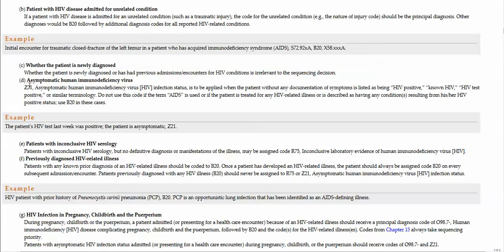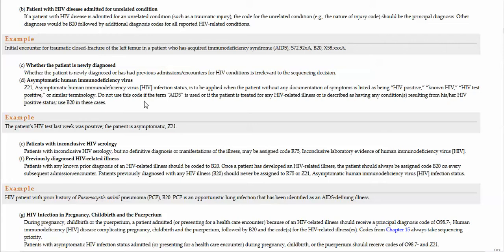Let's look at D, asymptomatic human immunodeficiency virus. So what is that? So Z21, asymptomatic human immunodeficiency virus or HIV infection status, is to be applied when the patient without any documentation of symptoms is listed as being HIV positive, known HIV, HIV test positive, or something that is similar in terminology, okay? That would be typically if they have a test that comes back that is positive from the lab, but they don't have any symptoms at all.